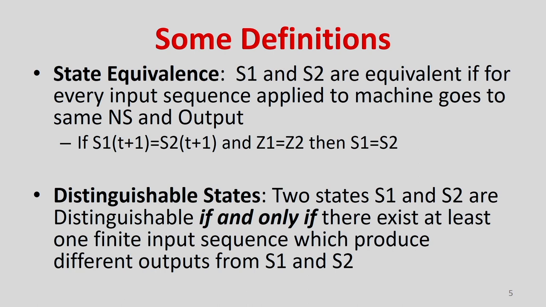And what are distinguishable states? Two states S1 and S2 are distinguishable if and only if there exists at least one finite input sequence which produces different output from S1 and S2. Then we can say S1 and S2 are different, both are distinguishable states. Today our focus will be how to minimize the states of an FSM using the implication chart method.